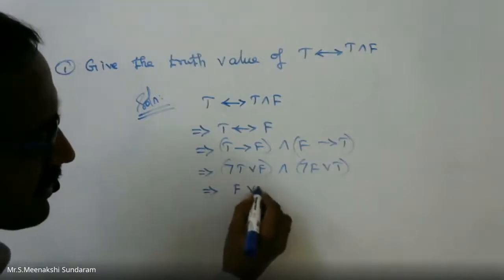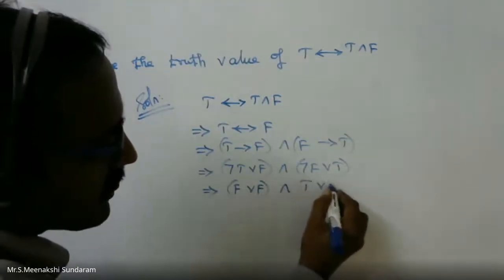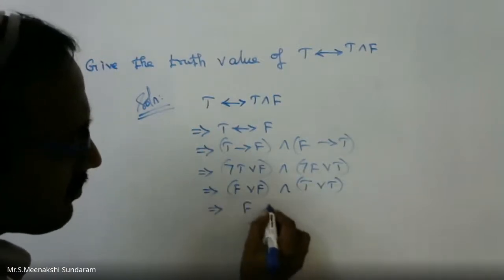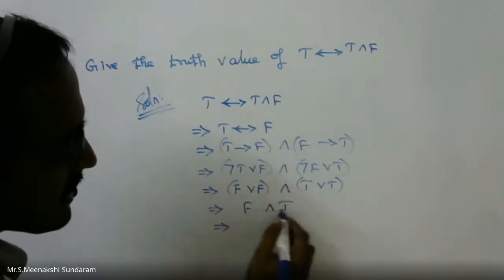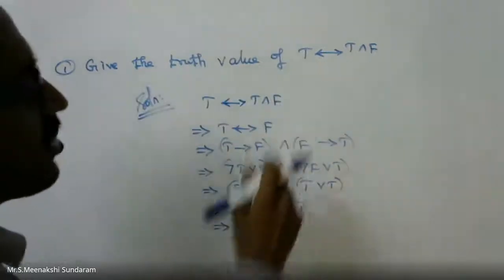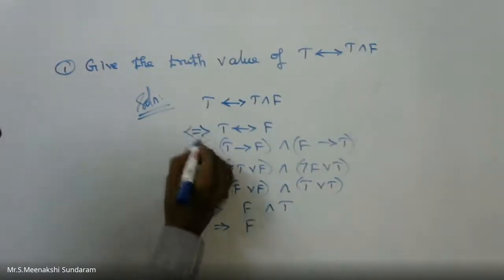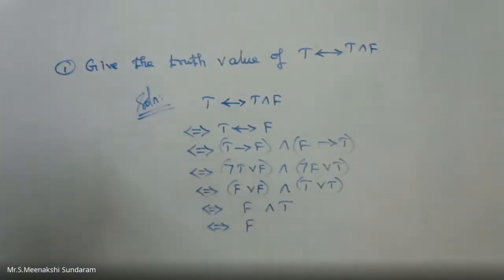is false, disjunction false, conjunction negation false, true, disjunction true, which implies false disjunction false, false, true disjunction true, true. So false conjunction true is false. Therefore the truth value of the given statement is false. You can even write the biconditional also, both are equivalent. So the truth value of the given problem is false.